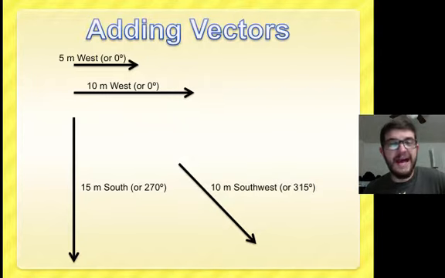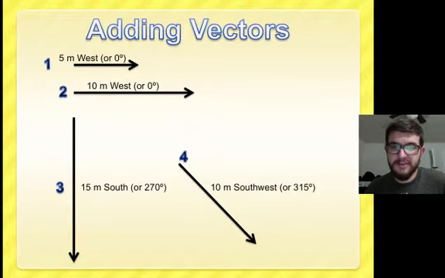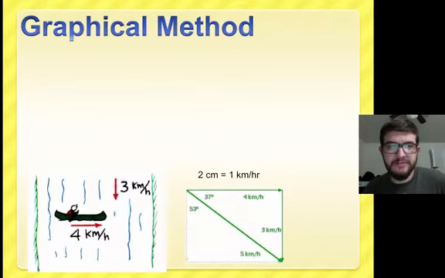So let's say I want to add vectors because I'm going to walk 5 meters west, then I'm going to walk 10 meters west, and then let's say I walk 15 meters south, and then I walk 10 meters southwest. Where am I going to end up at the end of all of that? Well, I'm going to find that out by adding up all these vectors.